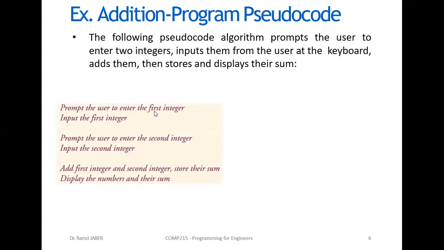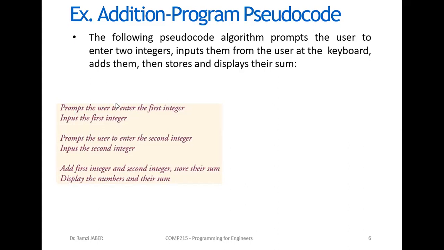Prompt the user to enter the first integer. The user will enter the first integer. Prompt the user to enter the second integer. The user enters the second integer. Add the first integer and the second integer. Store their sum in memory. Then display the numbers and their sum. So this is step 1, 2, 3, 4, 5, 6. This is pseudocode. It's not code, it's pseudocode.